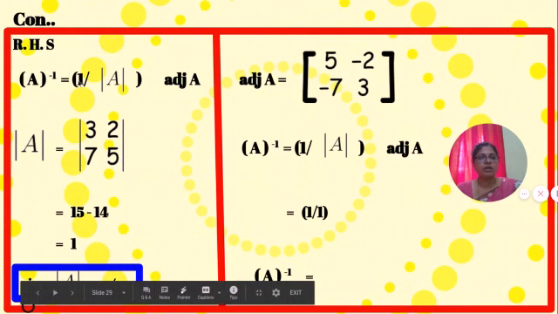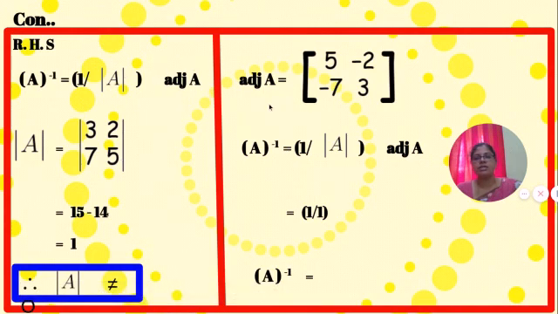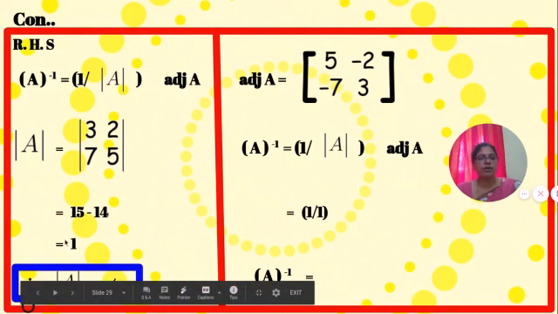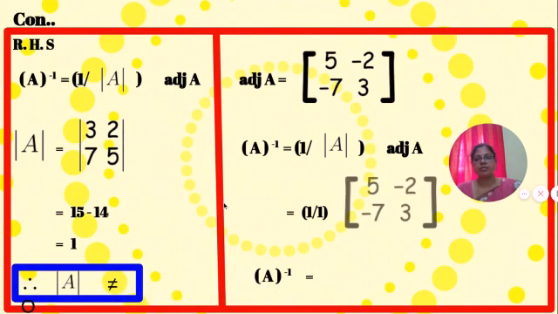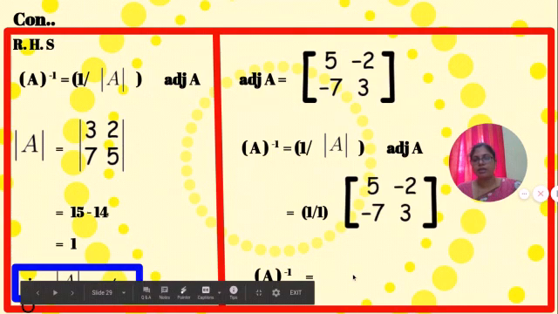So we have found the mod A. Now we have to find the adjoint A. Adjoint A is equal to [[5, -2], [-7, 3]]. We are exchanging the diagonal elements 3 and 5 as 5 and 3, and we are changing the sign of the other elements 2 and 7, as minus 2 and minus 7. So we substitute the value of modulus of A and adjoint of A in the formula. After substituting, A inverse is equal to [[5, -2], [-7, 3]].